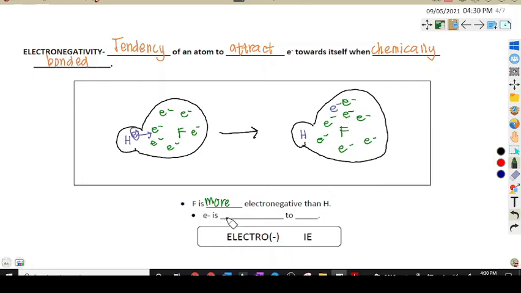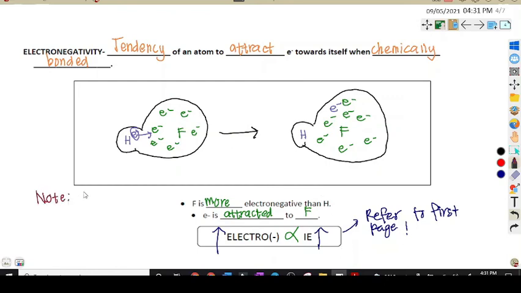So the electron of hydrogen will be attracted toward fluorine. You can say the electron is attracted to fluorine. And the relationship between electronegativity and IE is directly proportional. So when IE increases, electronegativity will increase as well. So you must refer to the first page of your tutorial for chapter 3, because I already explained it beforehand.